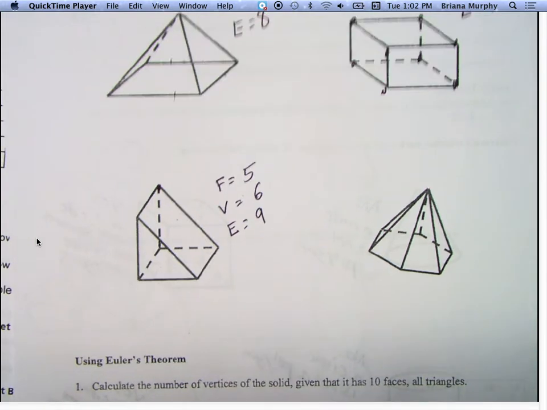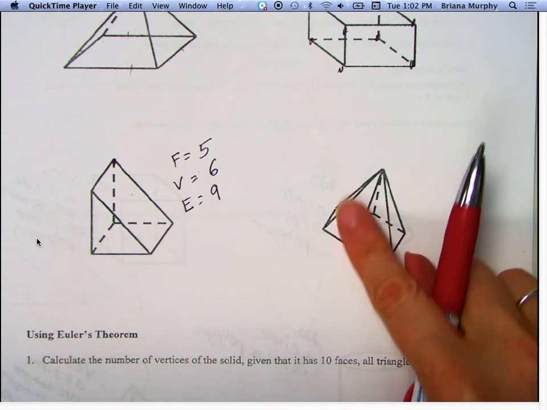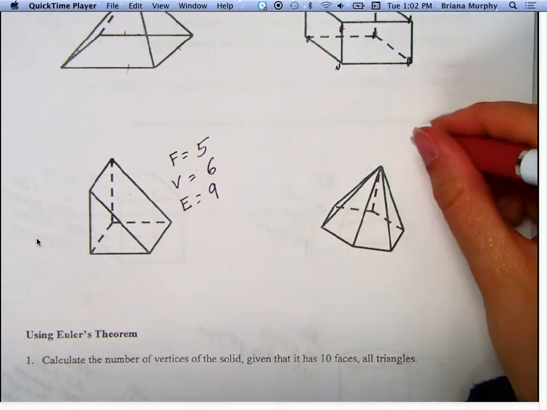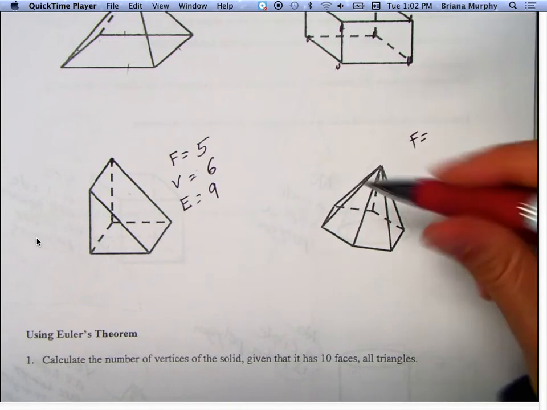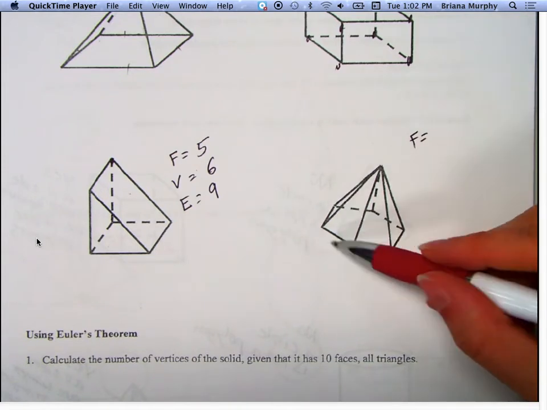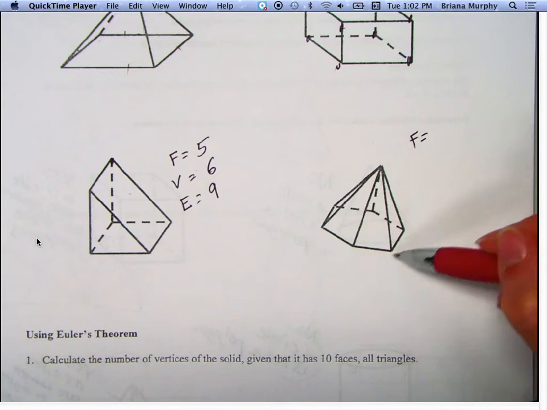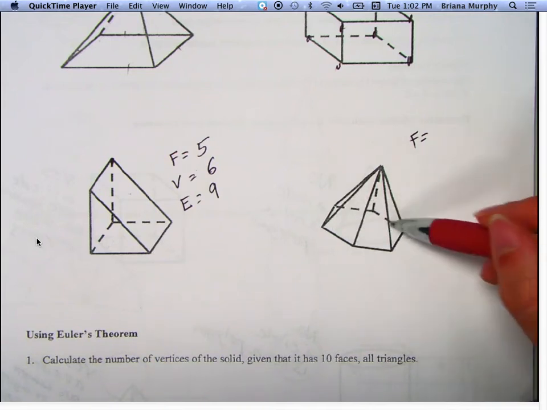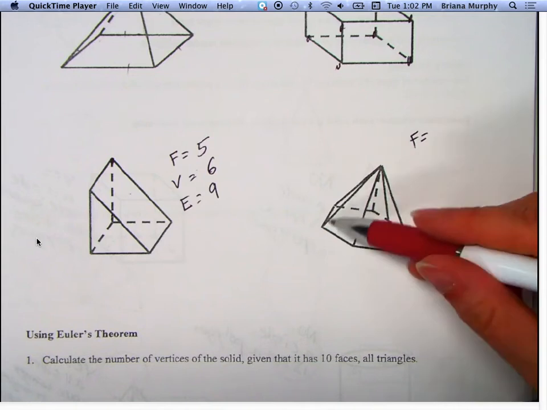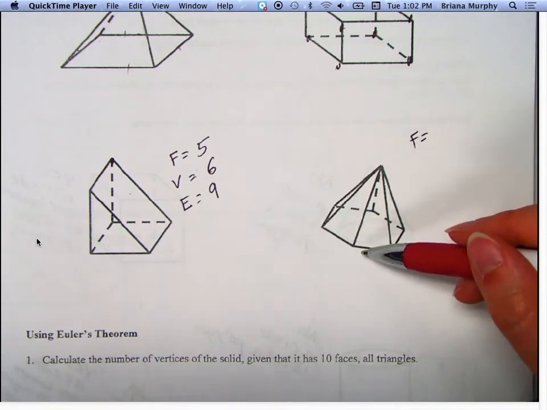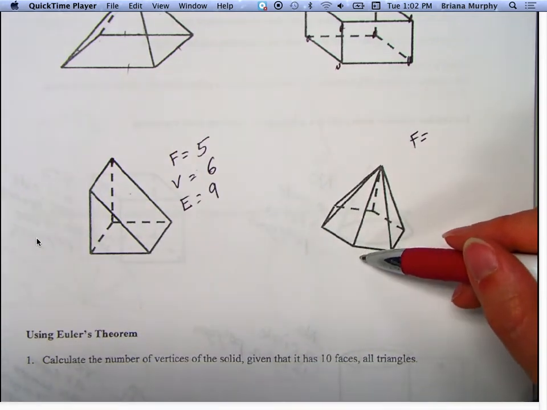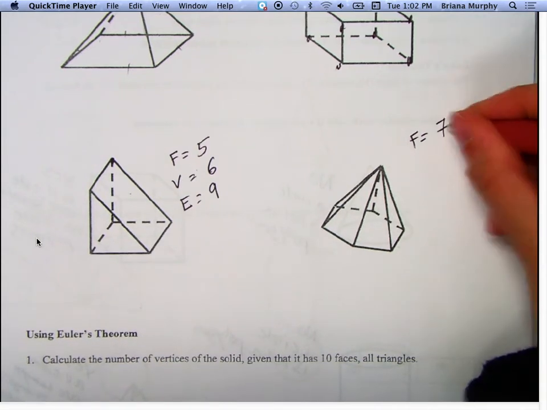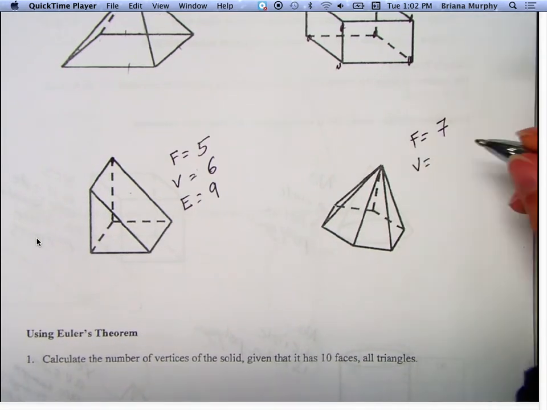Okay, we're looking at this pyramid. How many faces do I have? Let's look at the bottom. How many sides is this bottom? Is this a hexagon, a pentagon? What shape is this? I would say it's a hexagon, right? 1, 2, 3, 4, 5, 6. So I have my bottom base, that's 1 face, and then I have 6 triangles, so I have a total of 7 faces. Vertices, 7.